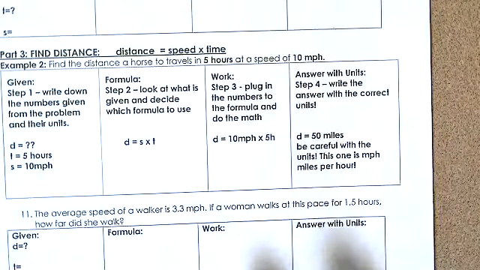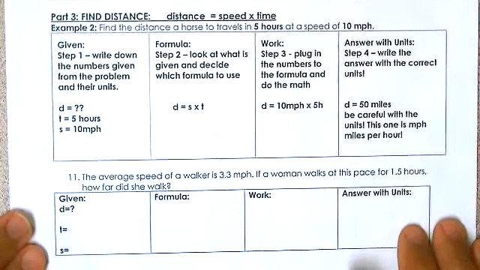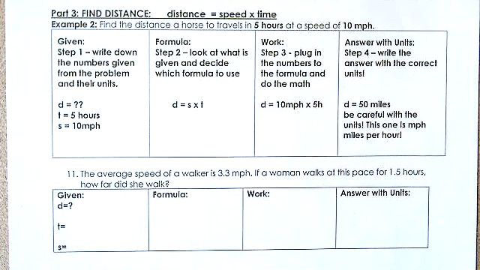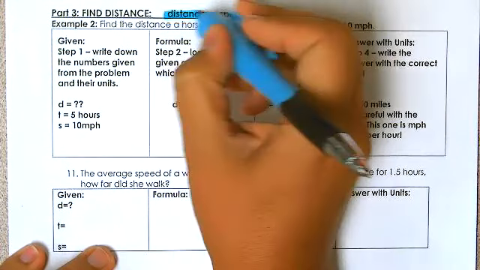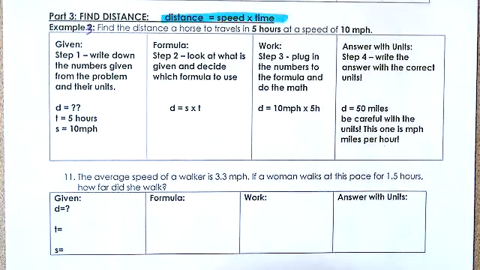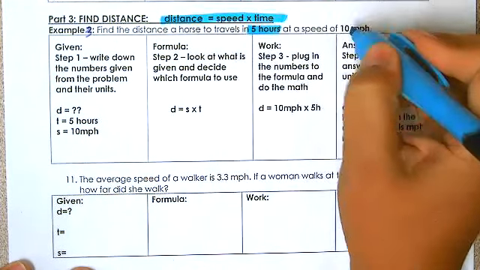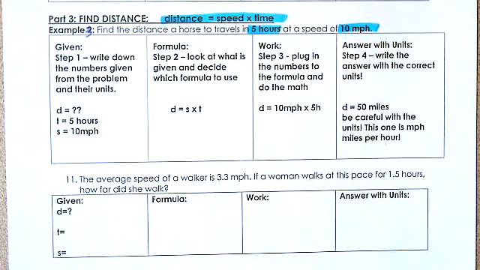Okay, part 3 is finding the distance. So for part 3, we're using the formula distance equals speed times time. Distance equals speed times time. Okay, so let's do our example here. This should be example number 3. Find the distance a horse travels in 5 hours at a speed of 10 miles per hour. So we need 5 hours, 10 miles per hour.